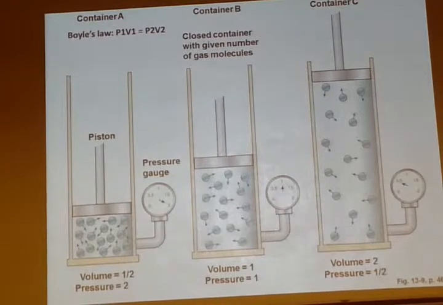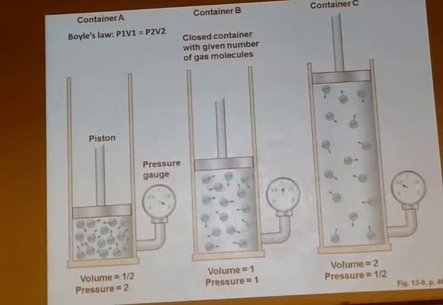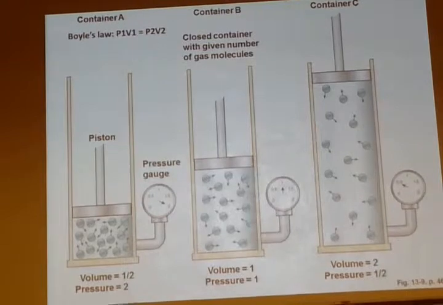So what happens when you expand volume? The particles of gases get further apart, and they're less likely to hit the chamber wall, and so pressure goes down. If you make the volume smaller, you're compressing the particles of the gas. They're hitting the wall more frequently, and pressure goes up. Pressure is based on the frequency at which particles hit the wall of the chamber, and that's the pressure that is measured in the chamber.